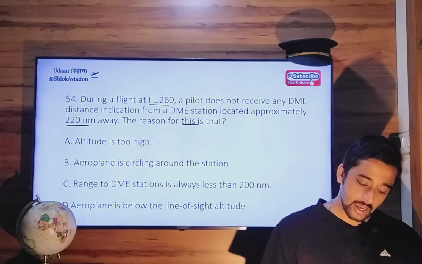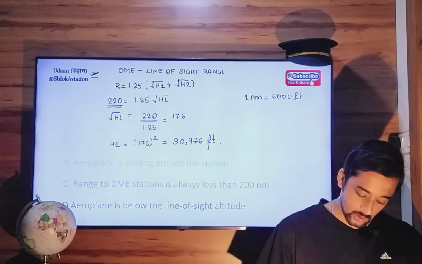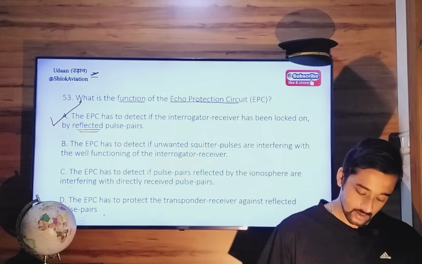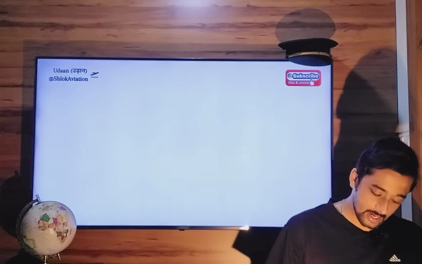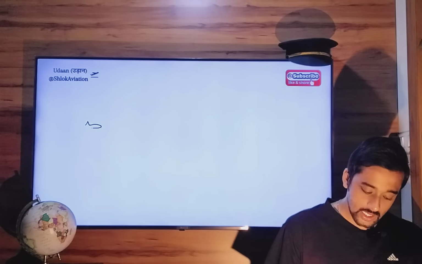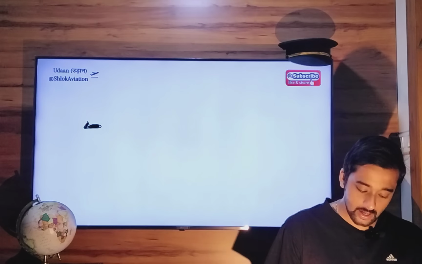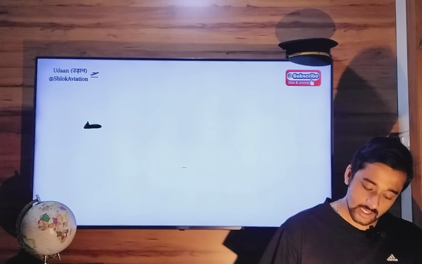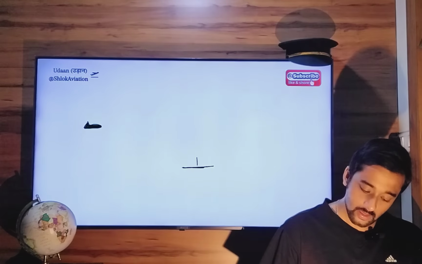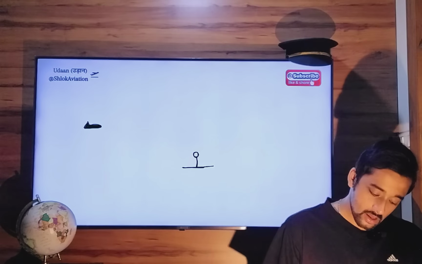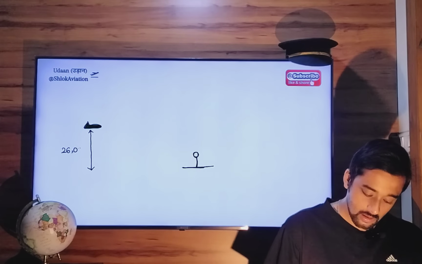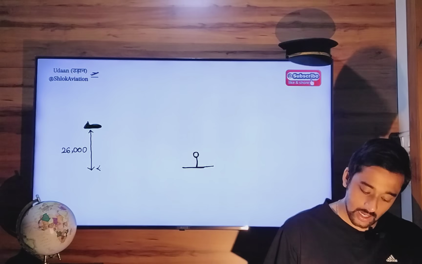Now, your aircraft is at flight level 260. So if I have to draw this diagram, your aircraft is at a height of flight level 260 or 26,000 feet. Here is your DME station on the ground, and your aircraft is at 26,000 feet. The distance is 220 nautical miles.